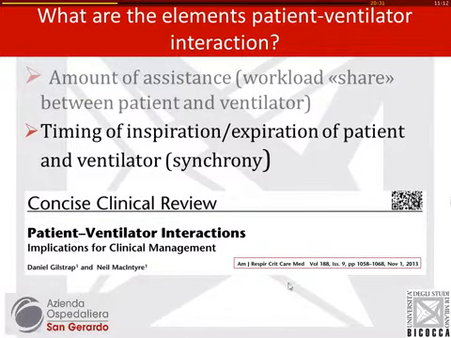For those of you that are interested in this topic, I suggest this reference. It's a concise review, about 5 pages. It's very clear, with many references, very well written. Most of these things and much more are in there. So I suggest you take a look at it.